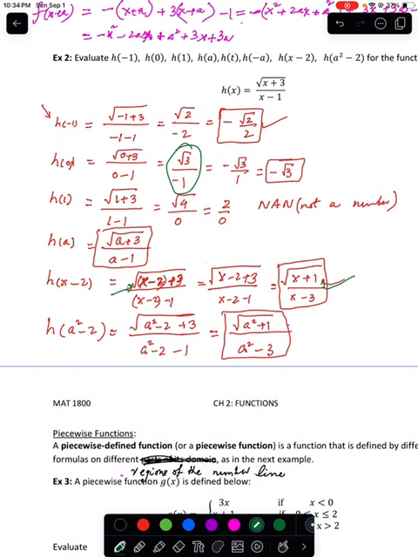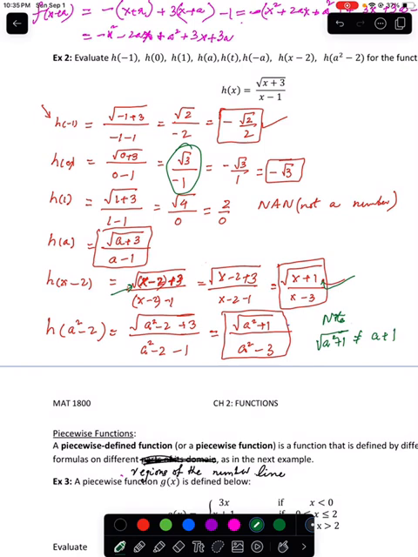Now note that square root of a square plus 1 is not equal to a plus 1. Okay, the square roots do not distribute over addition. So we'll leave the answer in the form that we have.